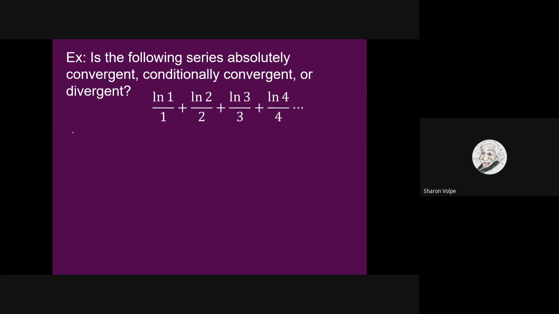Okay, again, pause, see if you can get this on your own. I'm going to go ahead and start doing it. This is the series n equals 1 to infinity of the natural log of n over n. So I'm going to check for absolute first. And I know that this series is greater than the series n equals 1 to infinity of 1 over n.